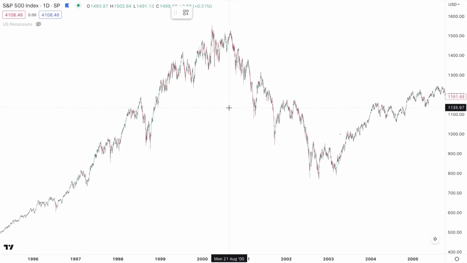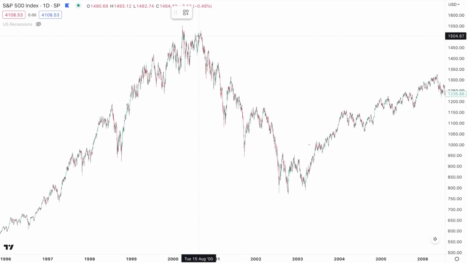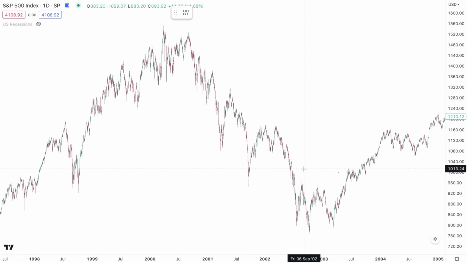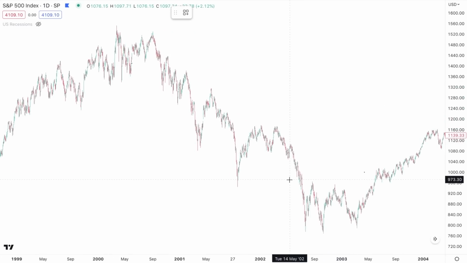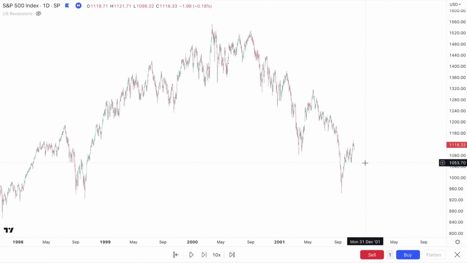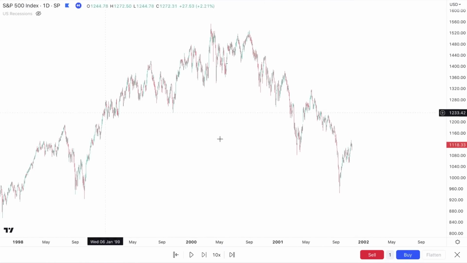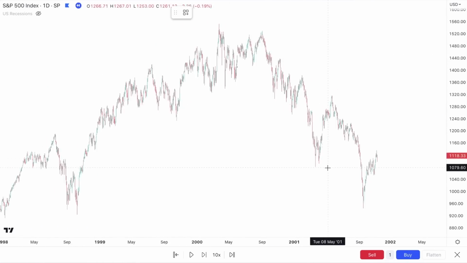Let's take a look at the dot-com bear market, a massive bear market that lasted from 2000 all the way till 2003. See if this is a similar price structure to what we saw in prior bear markets. Let's flash back to this moment right here, November of 2001, and see what price structure defined that bear market.